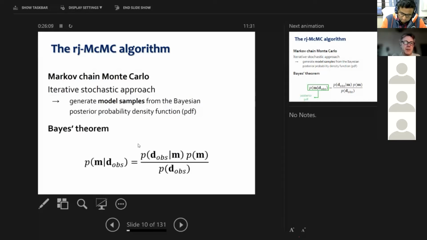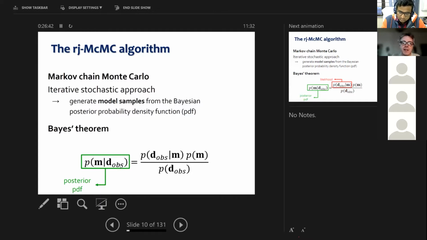This probability distribution is given by Bayes' theorem, and Bayes' theorem is this equation down here. The one on the left is the key probability distribution for us because it describes the solution to our problem. If I just read it out, this P here stands for the probability. And this left-hand term is the probability that any particular model m is true, given, that's the vertical line, given that we've observed a particular data vector d_obs.